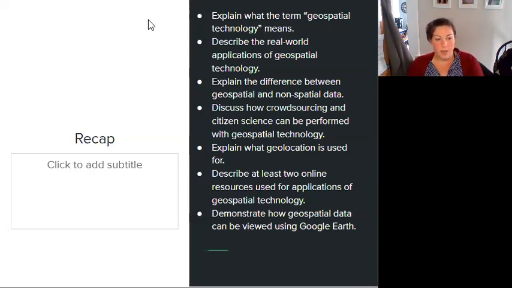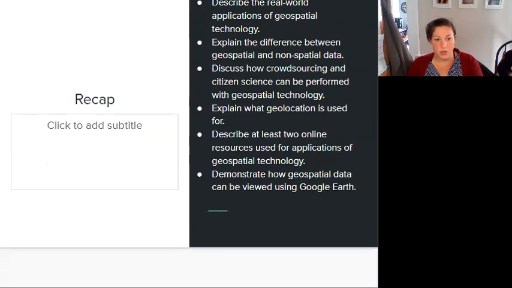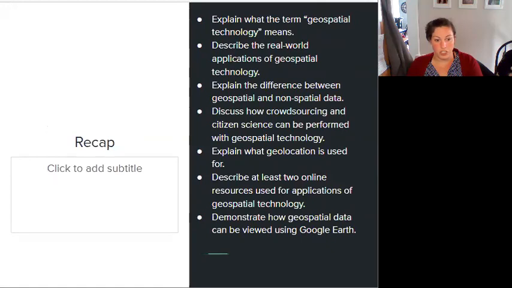We did describe multiple applications for geospatial technology. And we did lab 1, to demonstrate how geospatial data can be viewed using Google Earth.